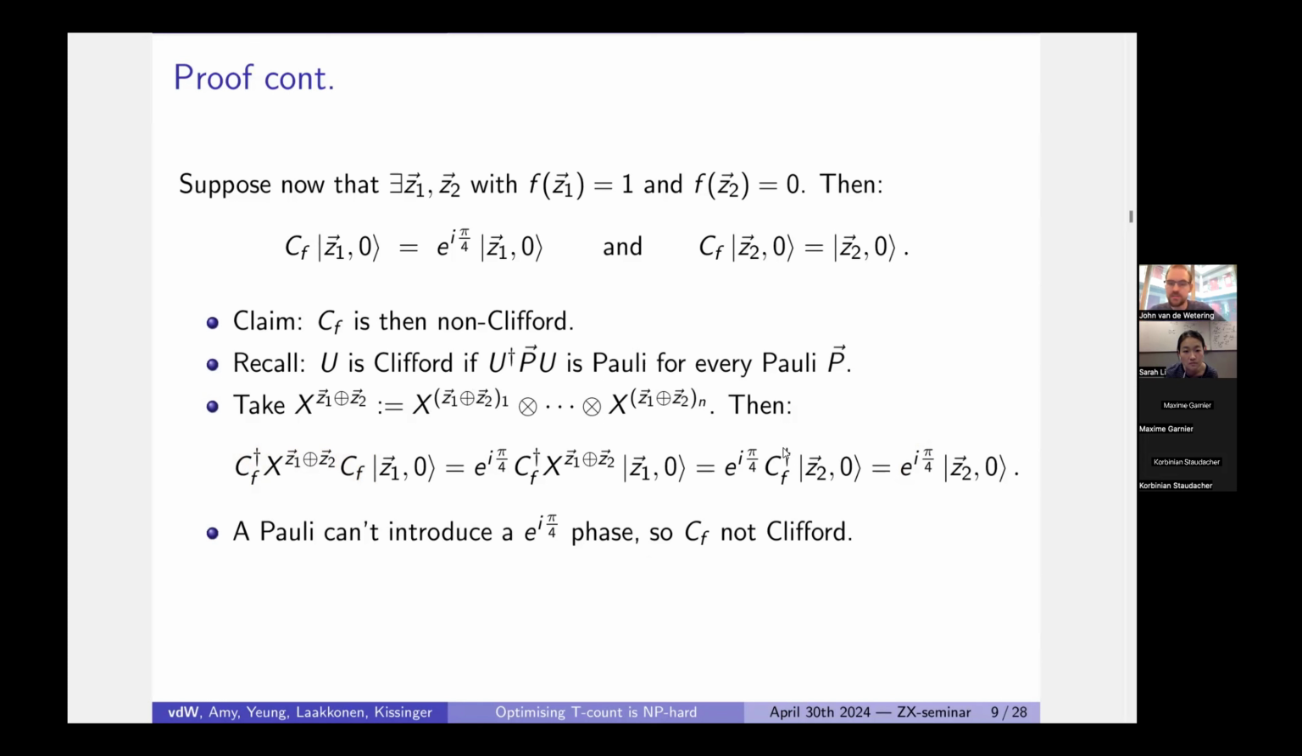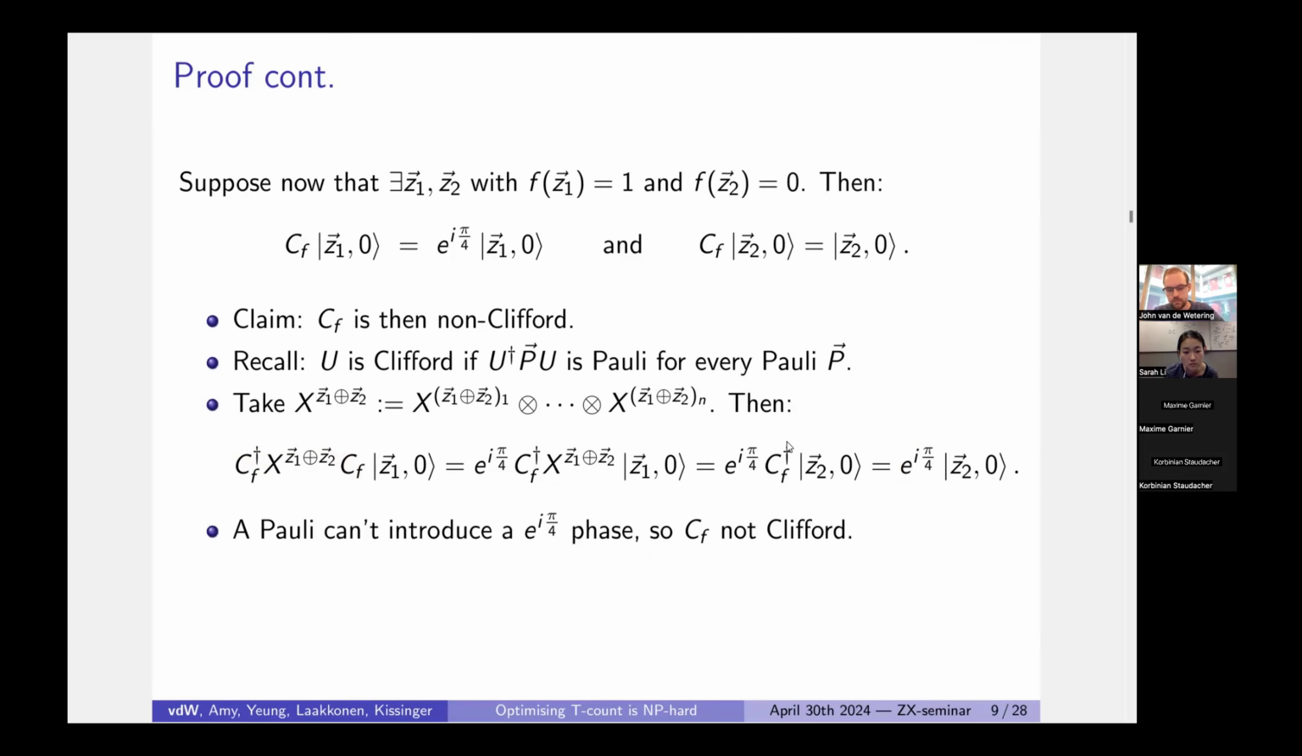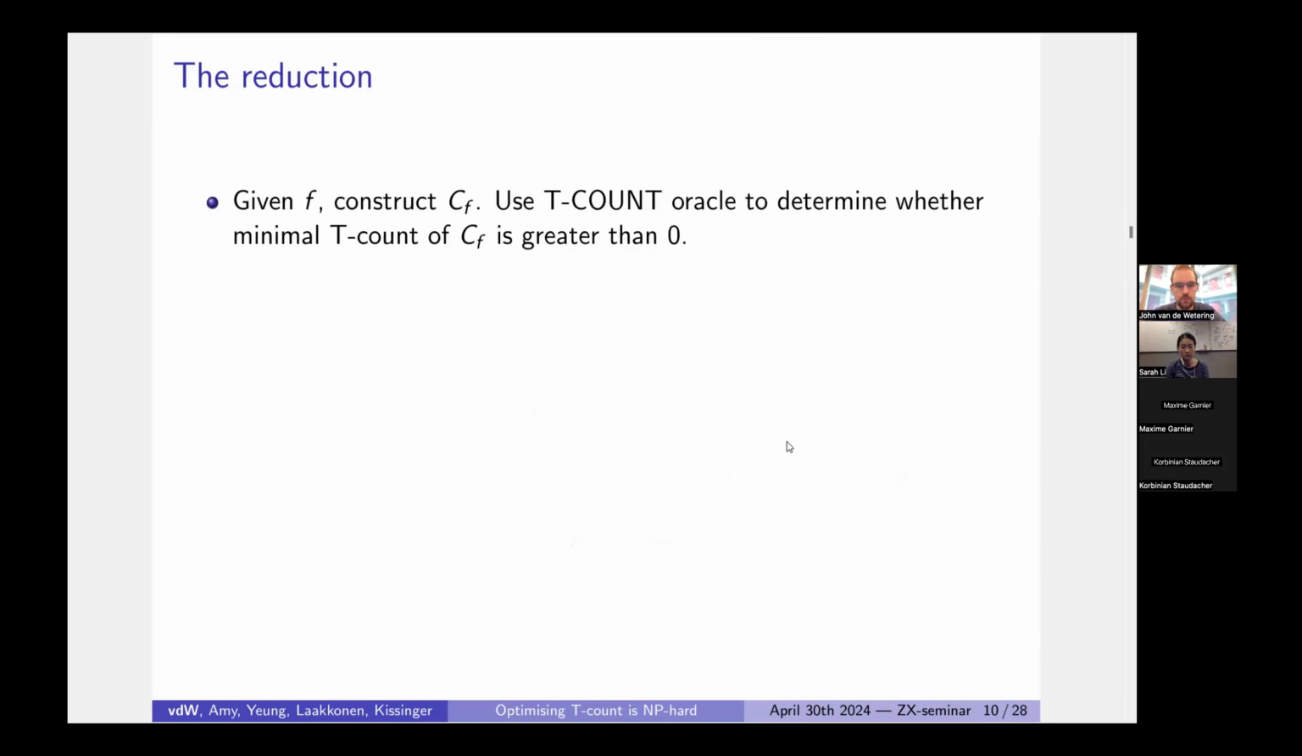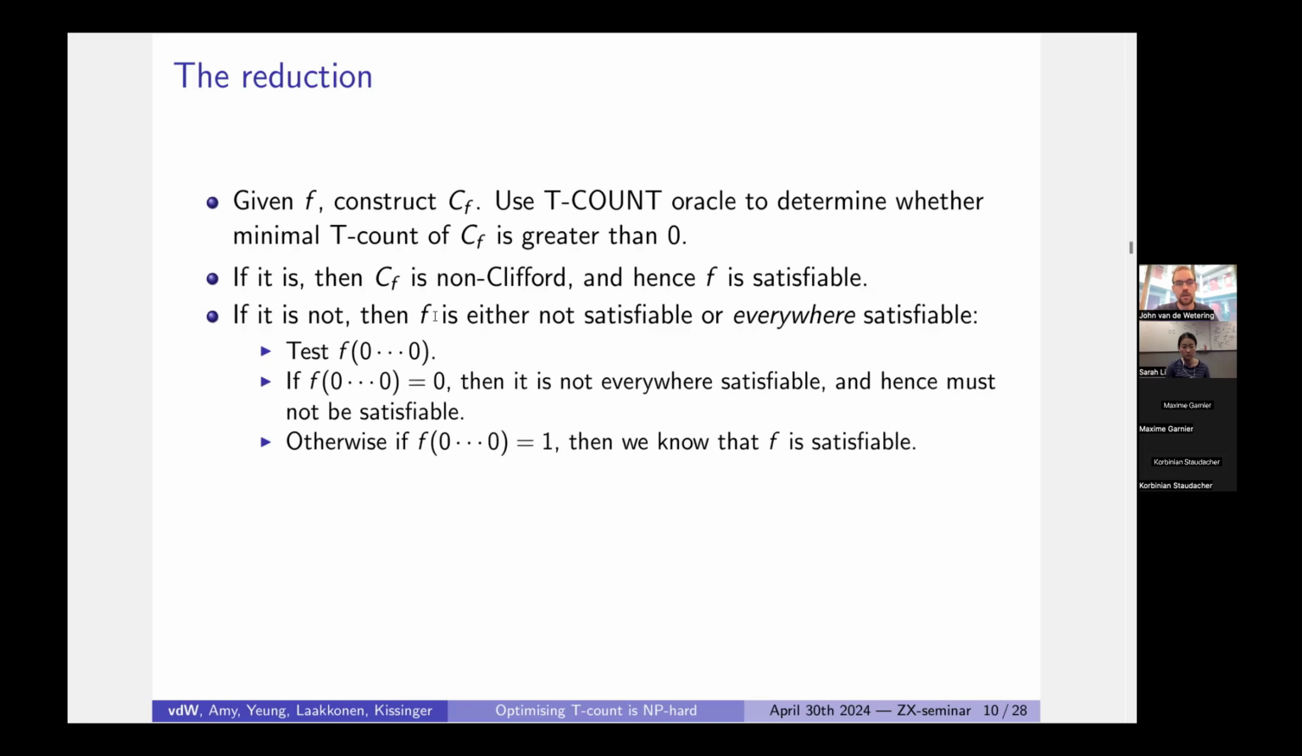If it's not Clifford, that must mean its T count is greater than 0. So the T count of CF is not 0. So by checking the T count of CF, we can determine some properties of F. So what can we do for this reduction? We are given F and we construct the circuit CF. Then we use the T count oracle to determine whether the minimal T count of CF is greater than 0. If it is, then CF is non-Clifford, and hence F must be satisfiable. So then we are done.